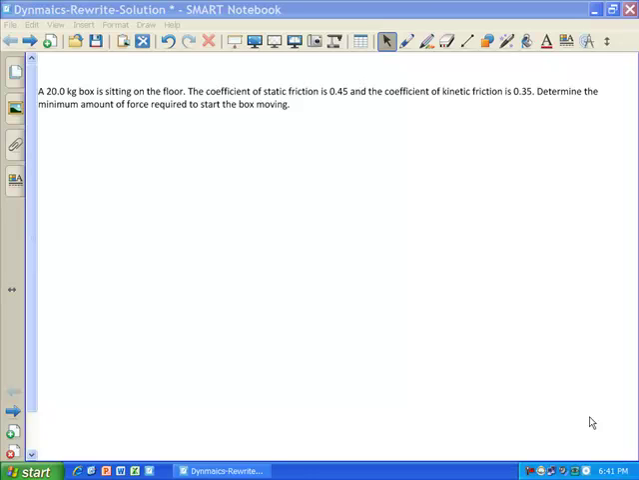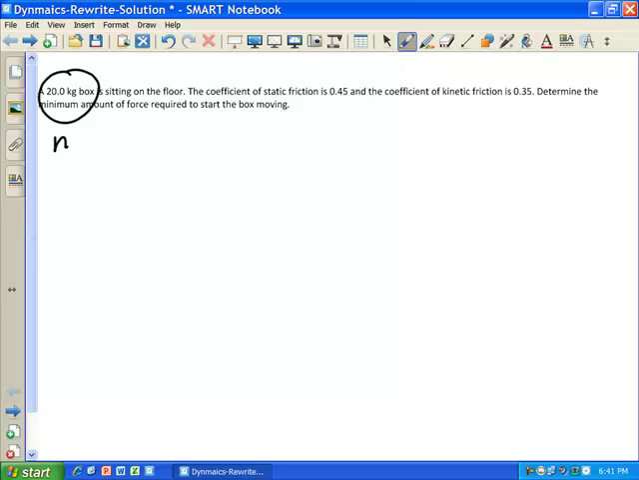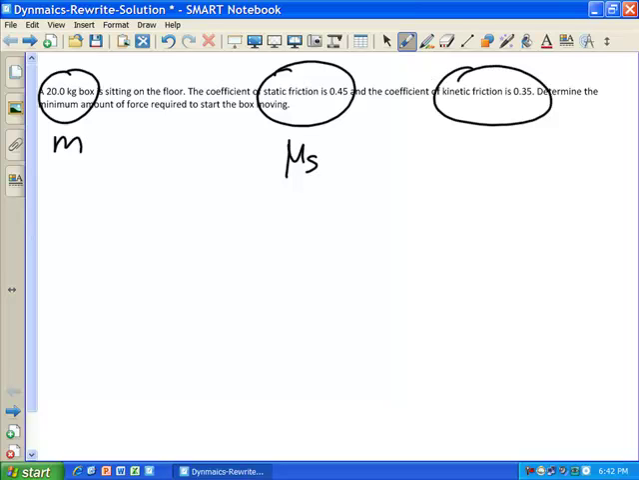Okay, first question here should be pretty straightforward. It's really a friction question. So if I read it, I'm going to do shortcuts for you guys, sorry. This is the mass of a box sitting on the floor. We're given two coefficients of friction. We've got a static coefficient here, and we've got a kinetic coefficient here.